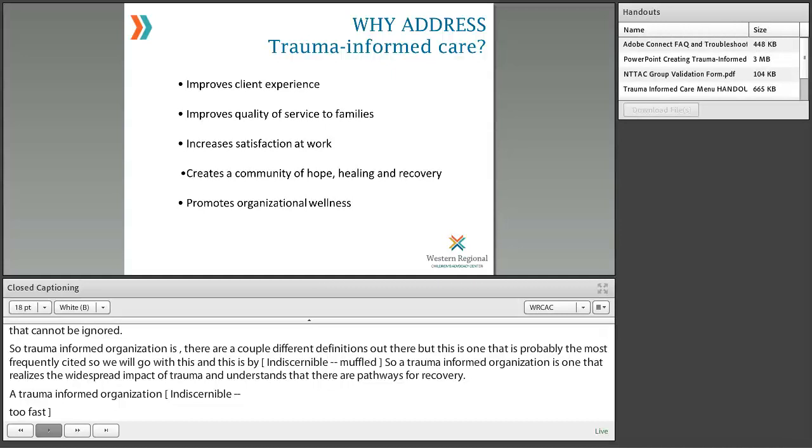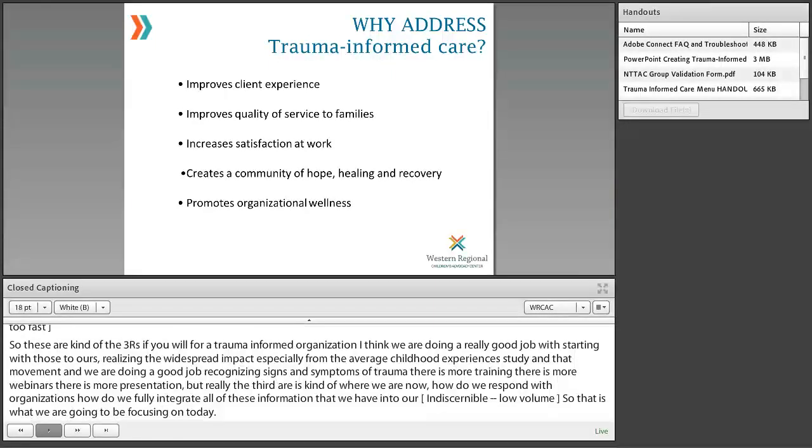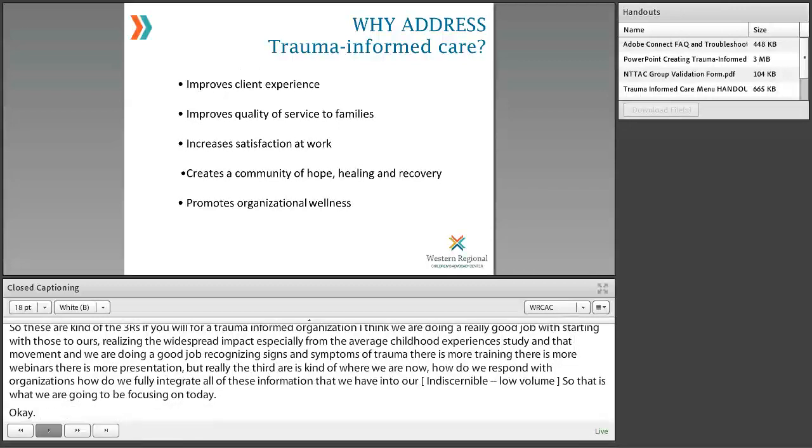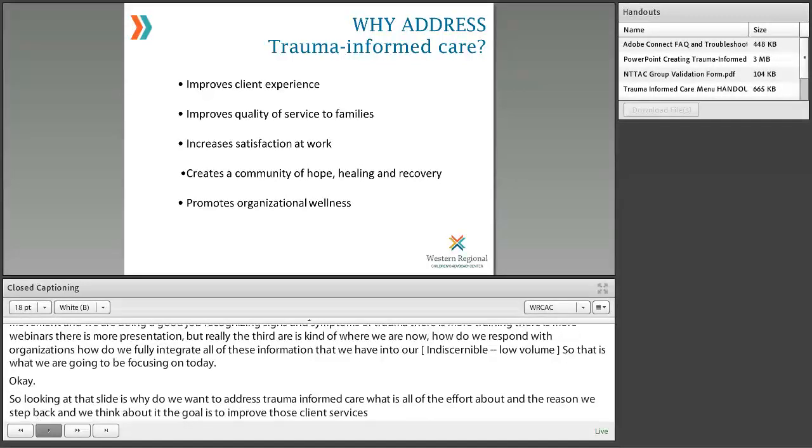Okay, so this next slide is really, why do we want to address trauma-informed care? What's the point, right? What are all these initiatives and efforts about? And really when we step back and we think about it, the goal is really to improve those client services and that client experience. There was a recent meta-analysis that came out just last year in 2019 that looked at outcomes from organizations that implemented trauma-informed care. And we're starting to see some preliminary evidence that engaging in trauma-informed care in a system can really serve to improve the quality of services to families and that client experience.